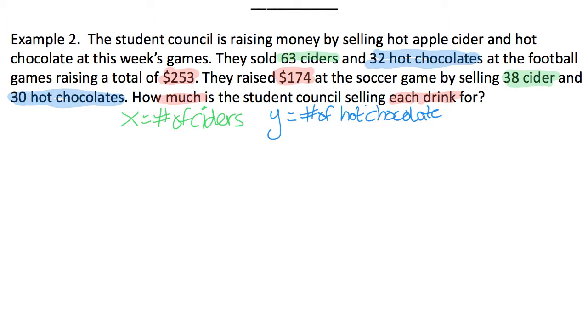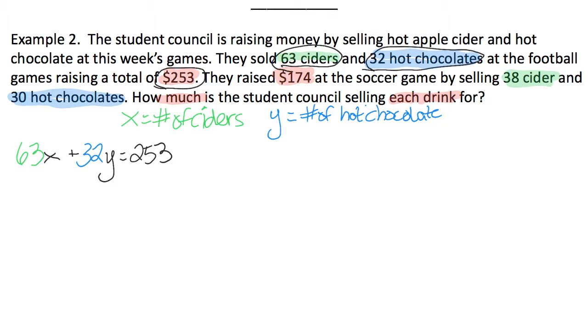Okay, so now we're going to write our equations, and this is going to be kind of intuitive, I think. The first equation is going to be 63x plus 32y is equal to 253. We get that from the first part, the 63 ciders, the 32 hot chocolates, and the 253.